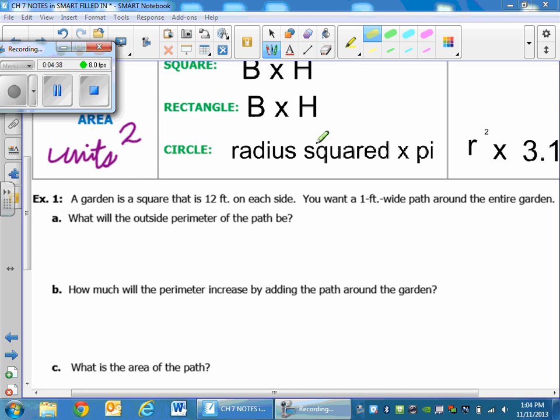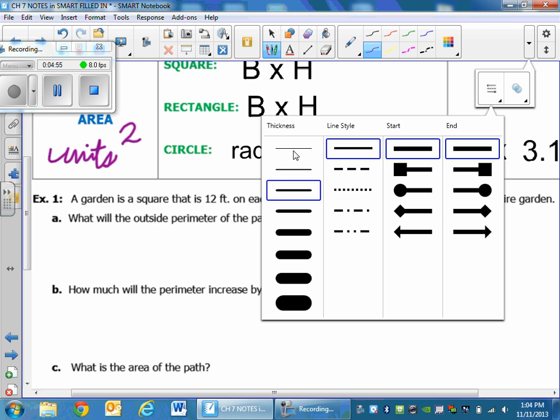Alright, let's take a look at these example problems. A garden is a square that has 12 feet on each side. You want a 1-foot wide path around the entire garden. What will the outside of the perimeter of the path be? Alright, so I'm going to try to draw a little picture for you here with my smallest pen that I have.